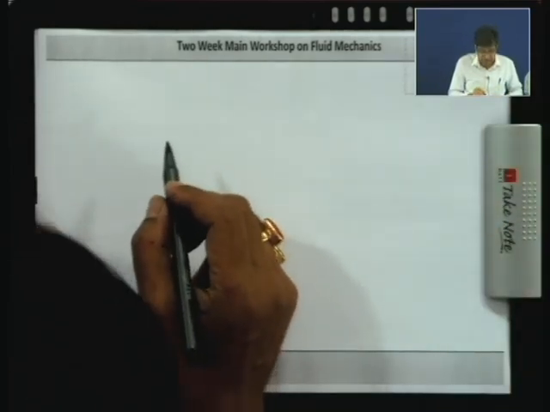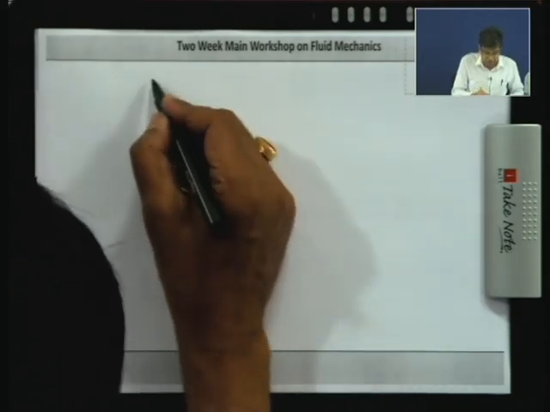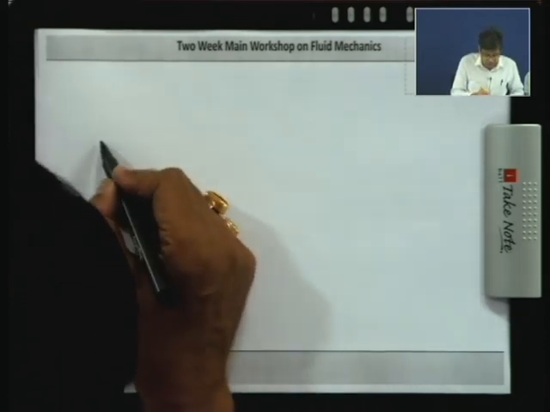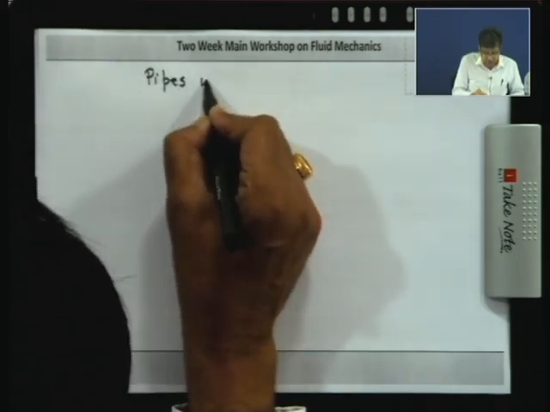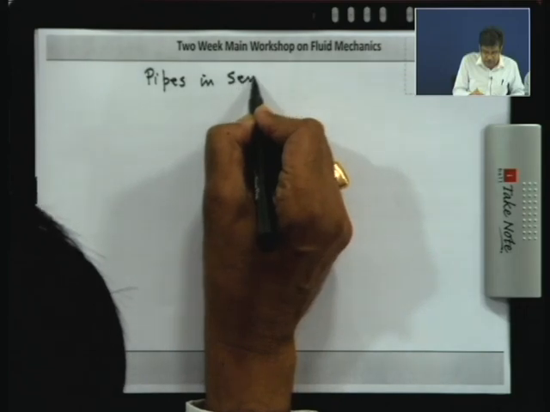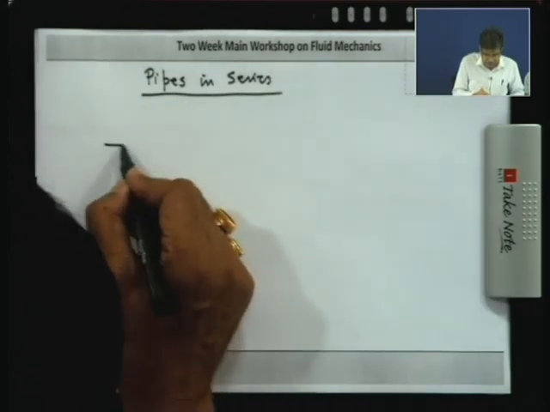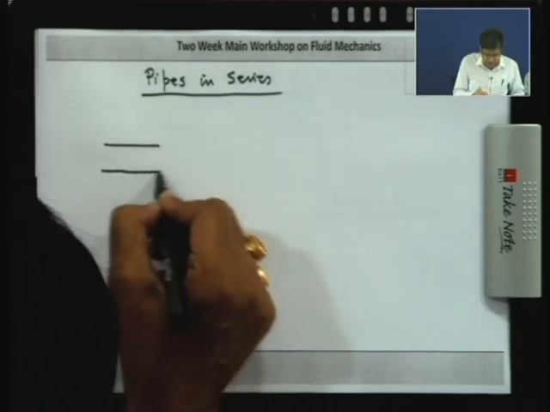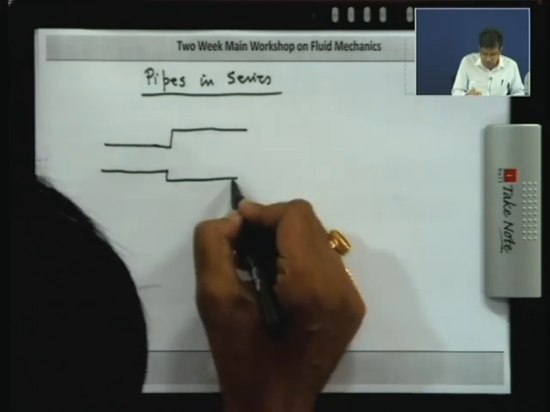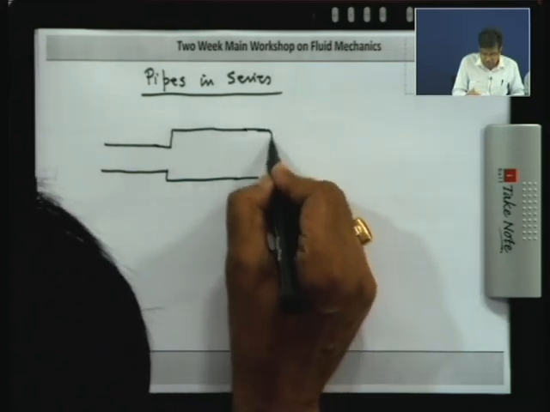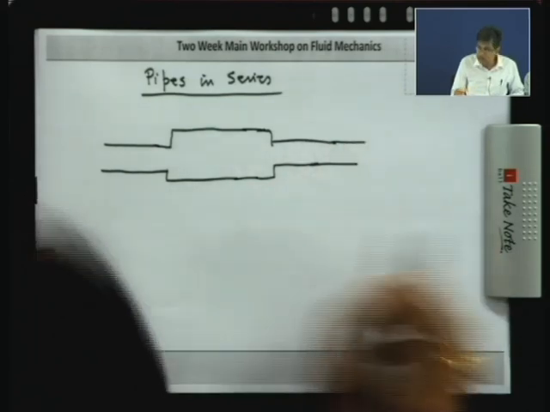series and parallel. Now, there may be different situations. So, pipes joined in series. Now, we consider pipes in series. Now, you consider a pipe like this. Now, it becomes extremely simple. One pipe, then there may be another pipe, then again there may be a contraction, another pipe, and so on. It may go like that.